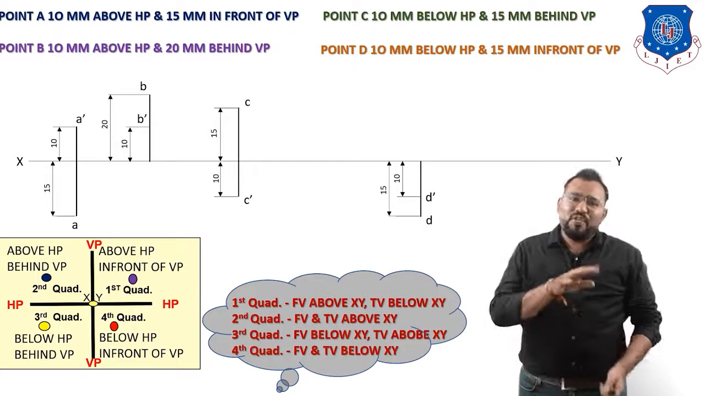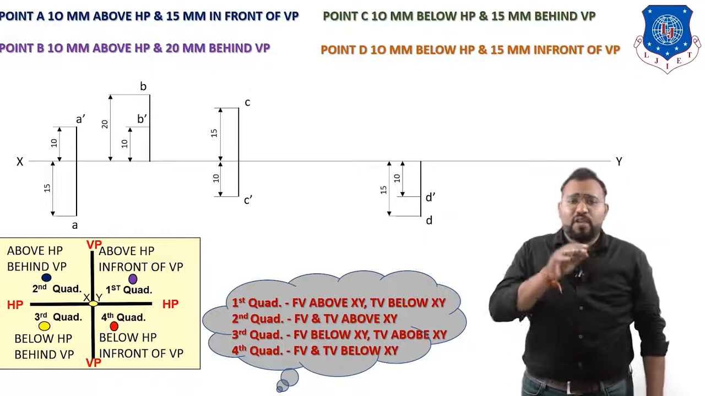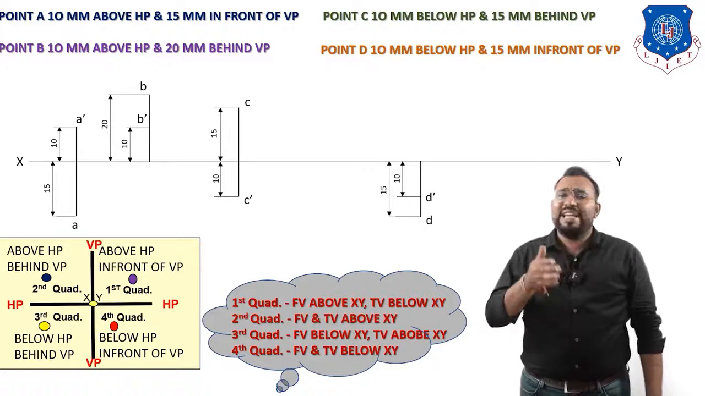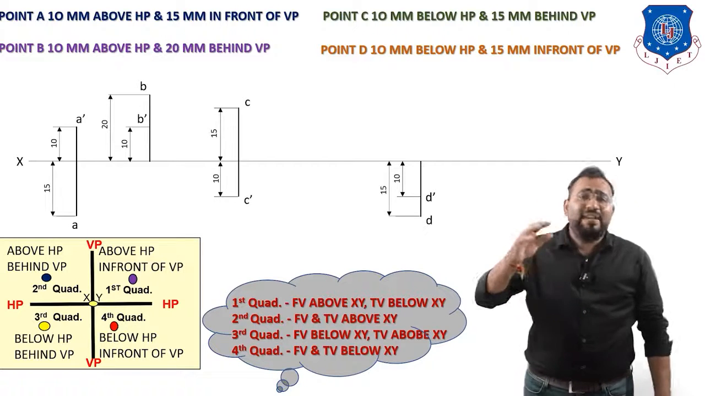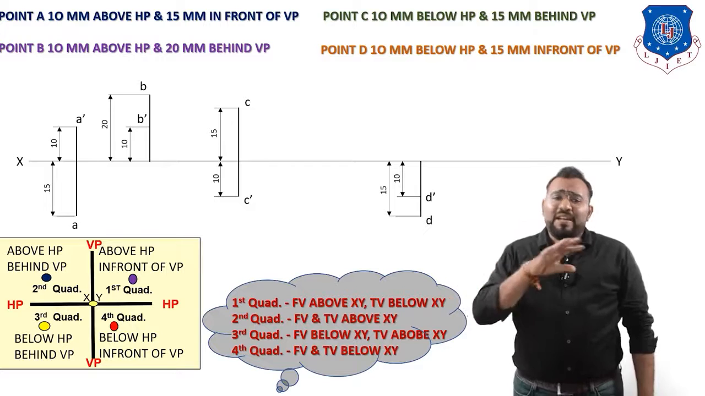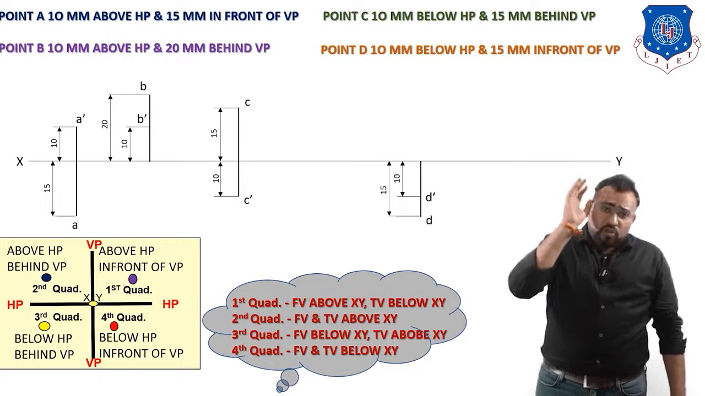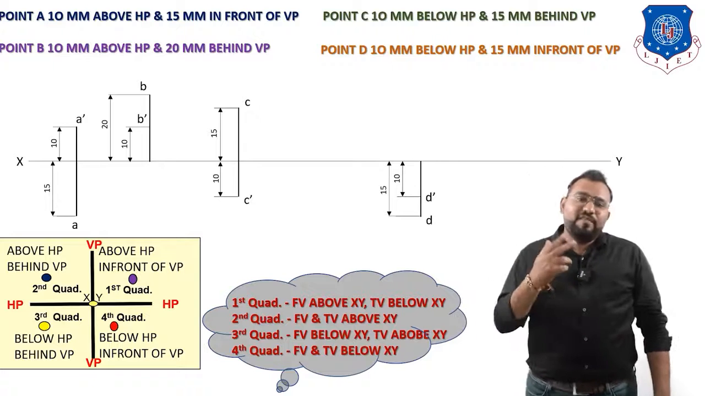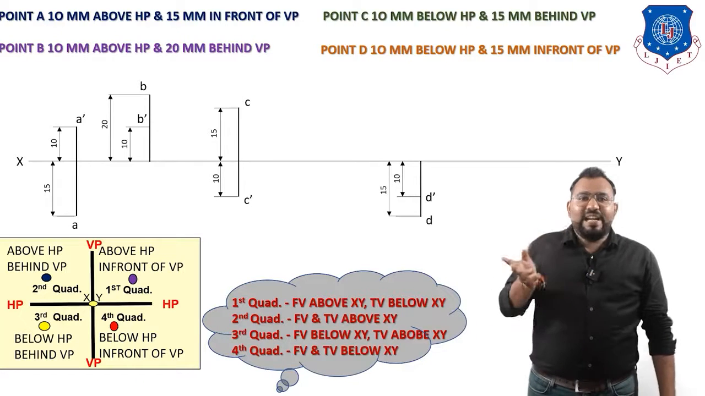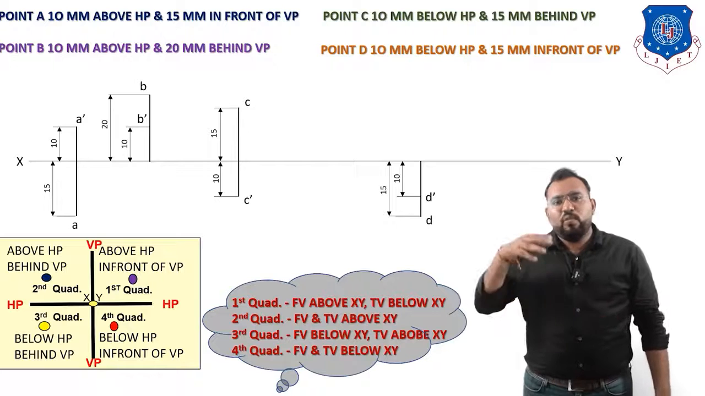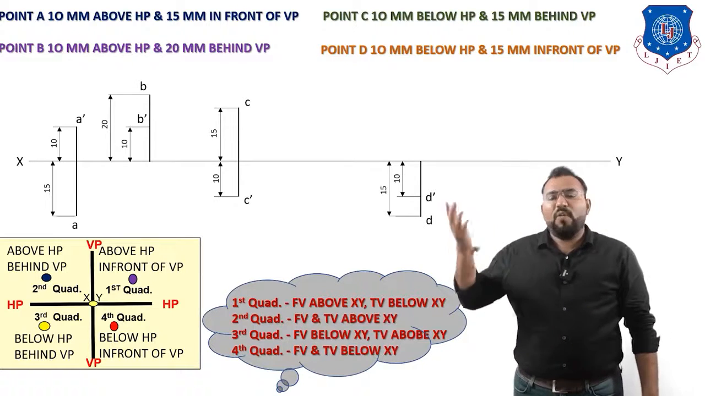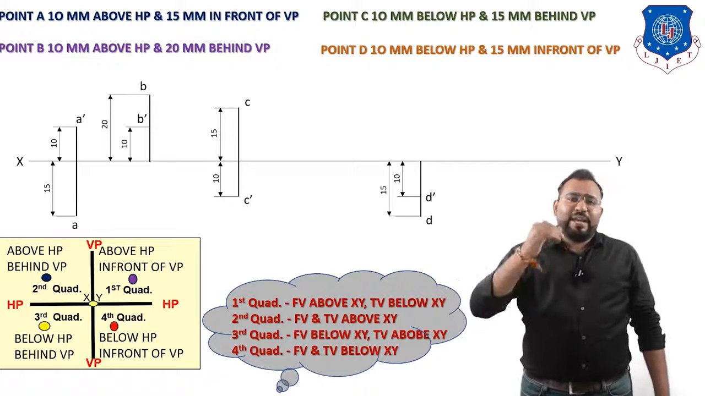So this is how you can solve this. Again, I'm going to give you a summary. He will give you a statement something like point D is 5 mm above HP and 15 mm in front of VP. So he will use this kind of words. What you have to do, first, is identify in which quadrant the given point lies. After identifying the quadrant, you have to remember what the position of the front view and top view is with respect to the XY line in that particular quadrant.